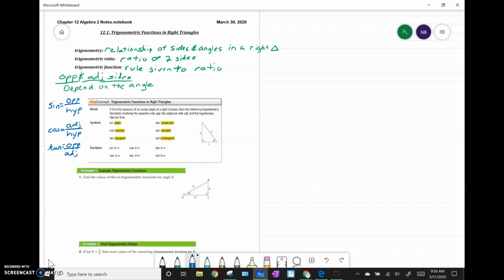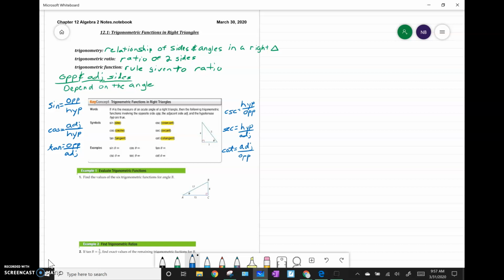Okay, over here on this side we have cosecant, and cosecant is going to give us hypotenuse over opposite. Secant is going to give us hypotenuse over adjacent. And cotangent is going to be adjacent over opposite.